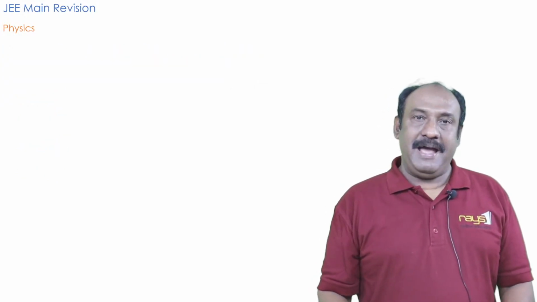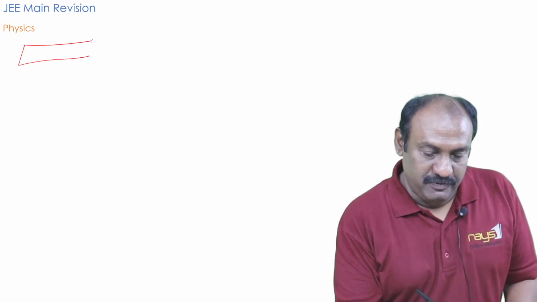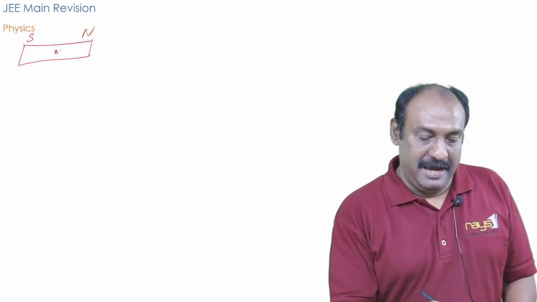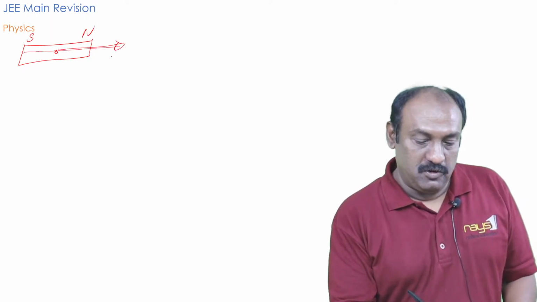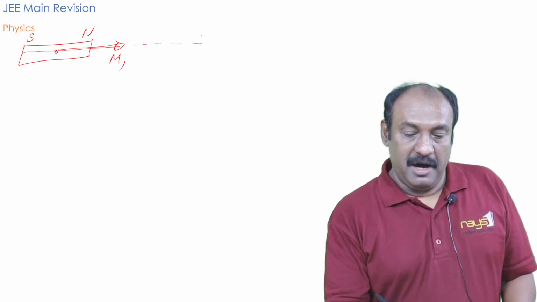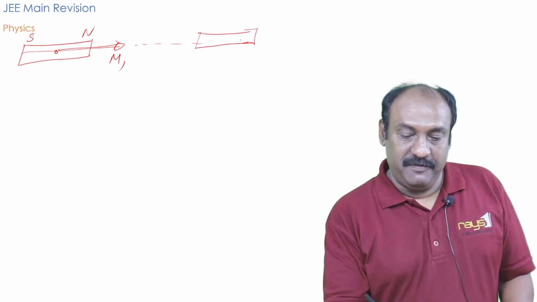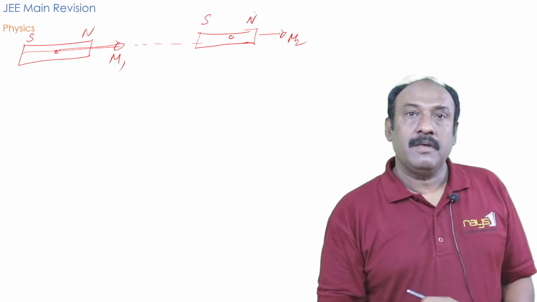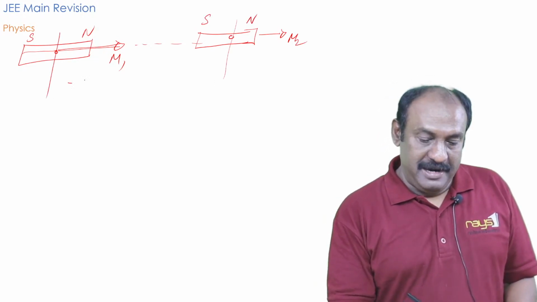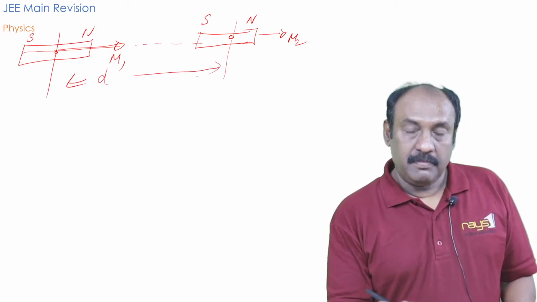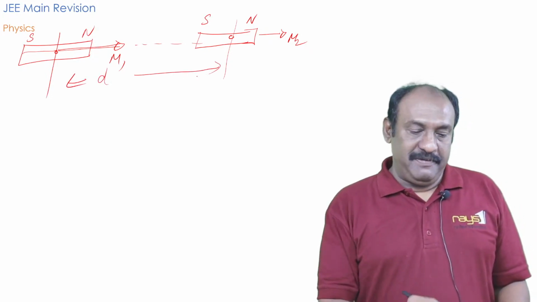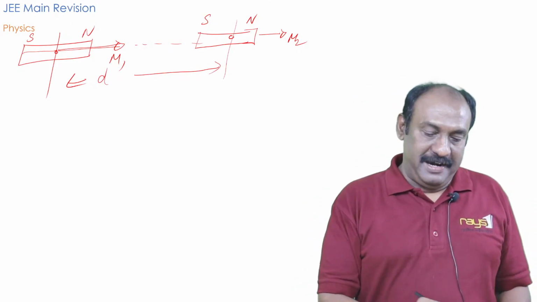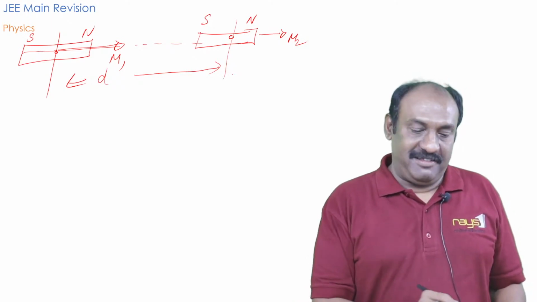So, two bar magnets. In place of magnetic dipoles I considered bar magnets, with south pole and north pole. One of the magnets has magnetic moment m1, and another bar magnet is kept on the axial line of the first one, having magnetic moment m2, and the centers of these two are separated by a distance d. The force of interaction between these two bar magnets of magnetic moments m1 and m2, separated by a distance d between their centers on the same axial line.